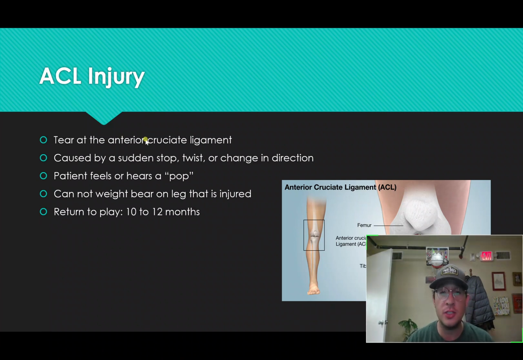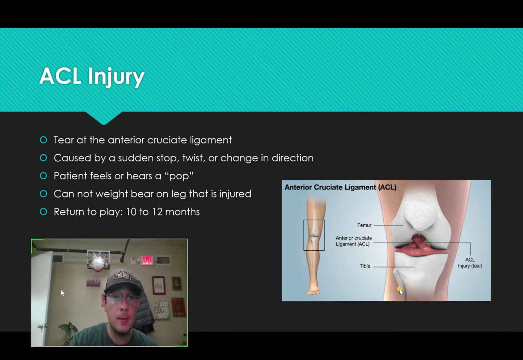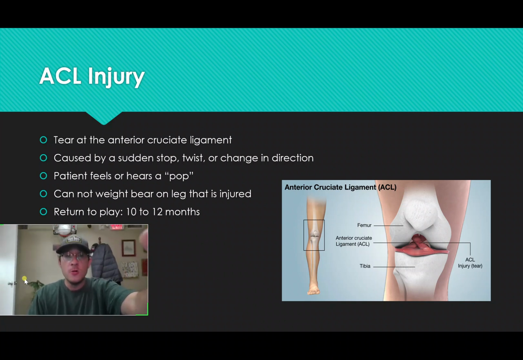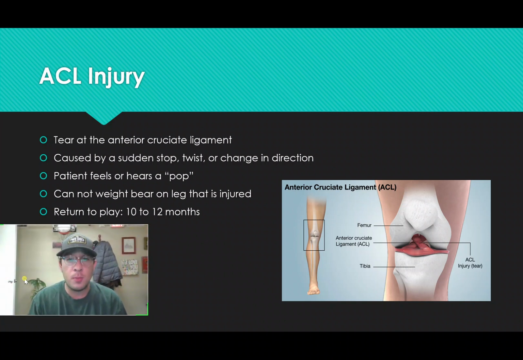It's a tear at the anterior cruciate ligament, as you can see. Sorry about that. It's a really common injury. A lot of athletes get it. It's caused by a sudden stop, twist, or change of direction. Obviously, a lot of athletes do that while they're in a game, at practice, just getting ready to play. The patient will definitely feel or hear a pop in their knee.